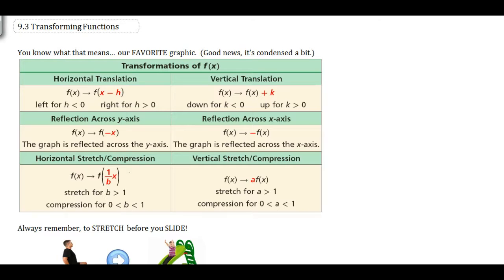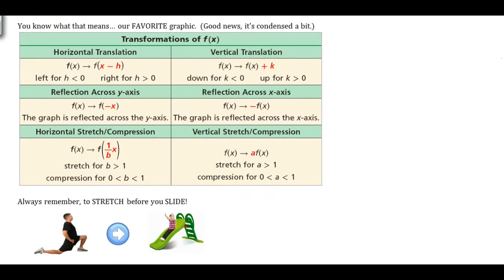Inside, or happening to the x, is always bizarre. Outside, happening to the entire function, that's always good news. You just do what you do, right? On the outside, we're going to move you up and down. Or if you put the negative on the outside, we're going to flip you over the x-axis. Or if we have a multiplier, it's the same thing: bigger than 1, it's a stretch, and smaller than 1, it's a compression. Those are called verticals.